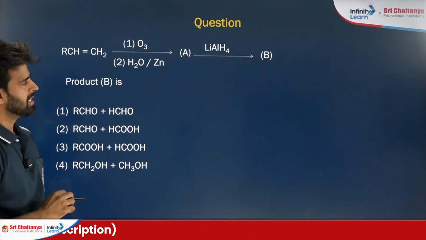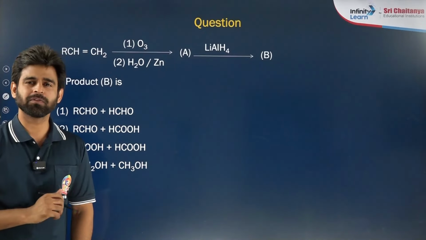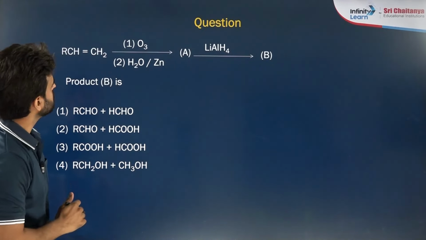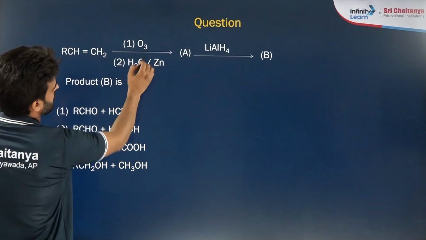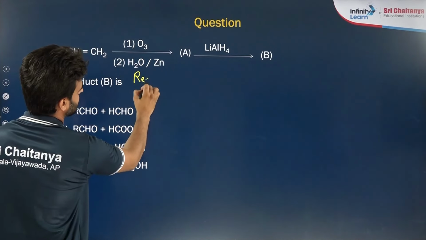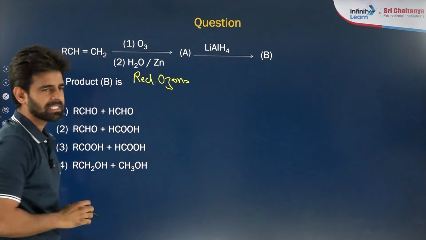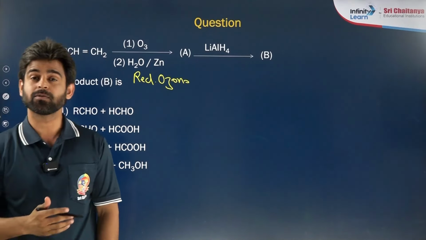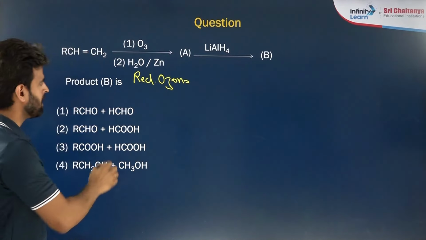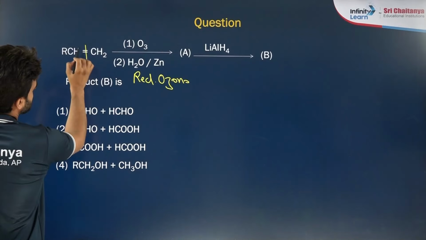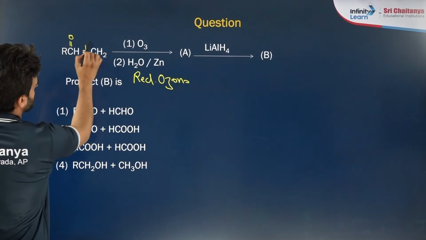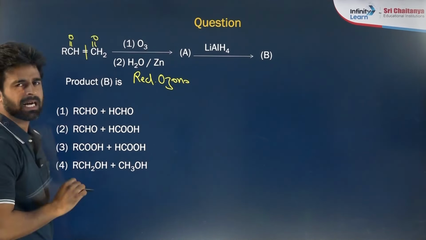Next question is related to the preparation of alcohol. So first of all, this is ozonolysis. I will call this reductive ozonolysis, right? So what is the shortcut to get our answer from reductive ozonolysis? We break the pi bond and we attach double bond O with the carbon.